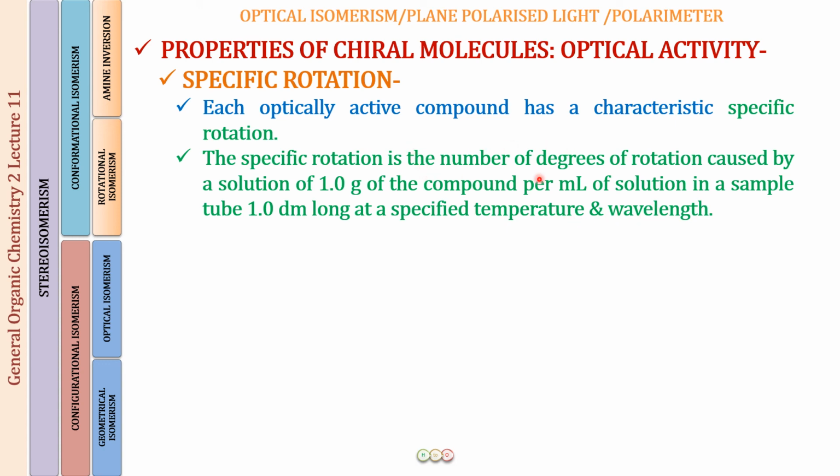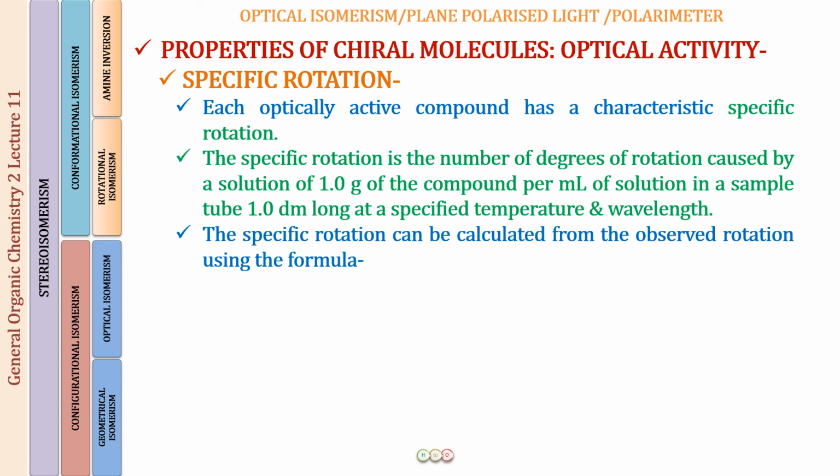Okay, so this would be your observed angle of rotation. Then the compound that you will be taking in the sample test tube has to be 1 gram per ml of the solution. So the concentration is also specified, 1 gram per ml, and also the length of the tube has been specified, that take it to be 1 decimeter, and the temperature and the wavelength also you have to specify when you are doing this experiment to find the angle of rotation. So this would be specific rotation.